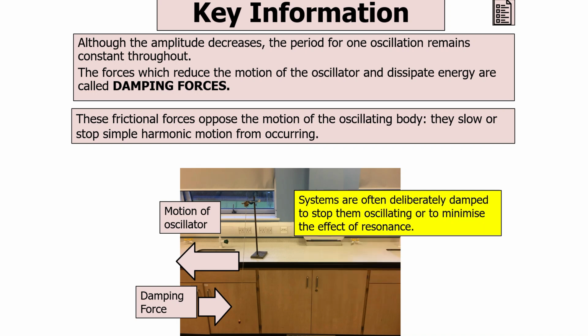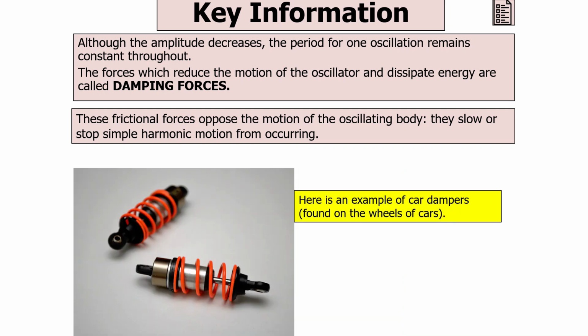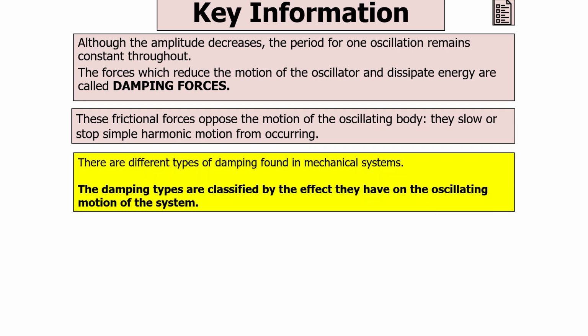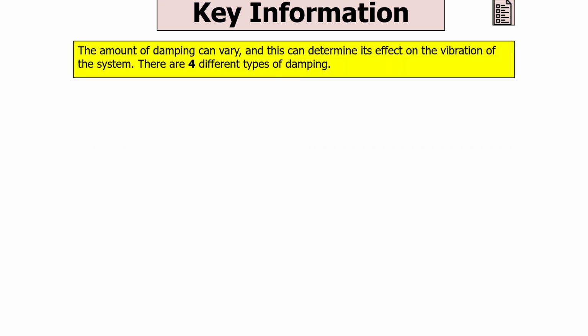Now, systems are often deliberately damped to stop them oscillating or to minimize the effect of resonance. Parts of systems which are designed to produce dampening forces are called dampeners. So here are some examples of car dampeners found on the wheels of cars. Now, the dampening types are classified by the effect that they have on the oscillating motion of the system. The amount of dampening can vary, and this can determine its effect on the vibration of the system. There are 4 different types of dampening.